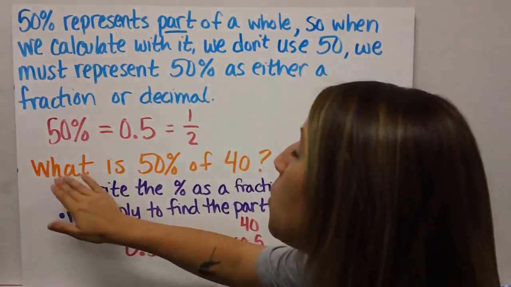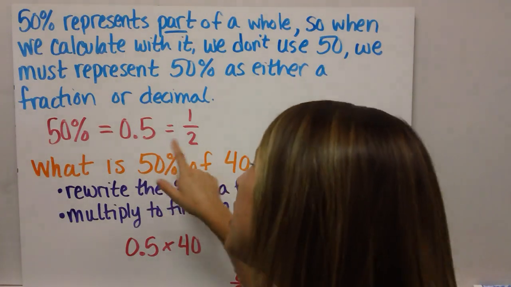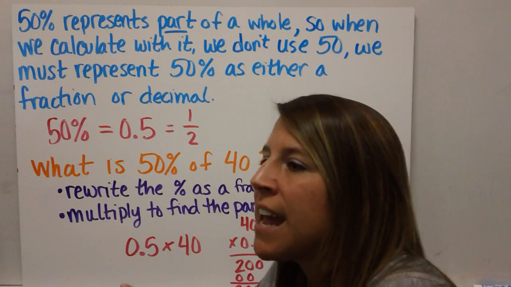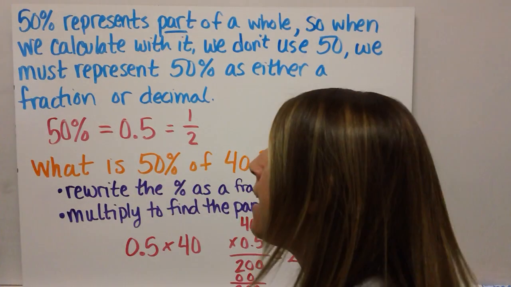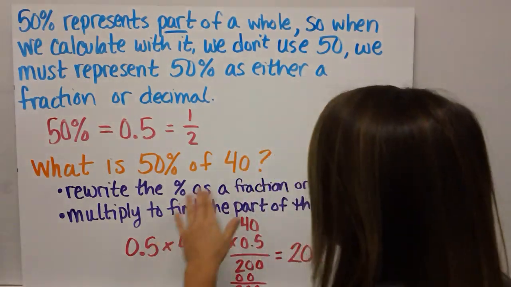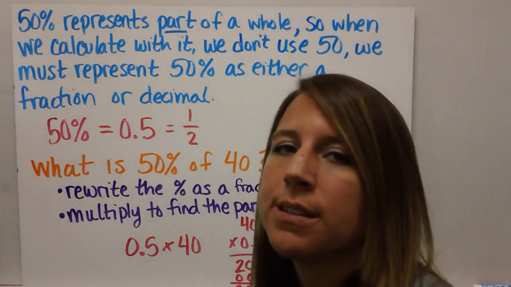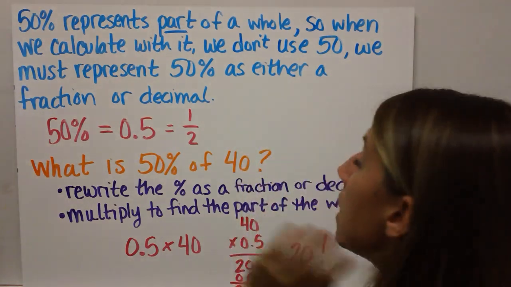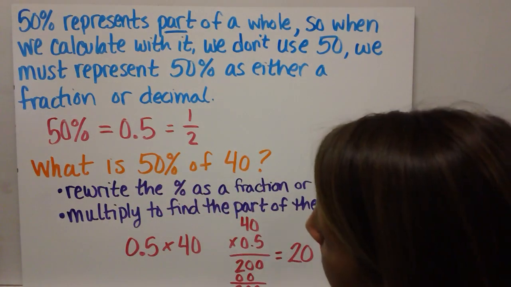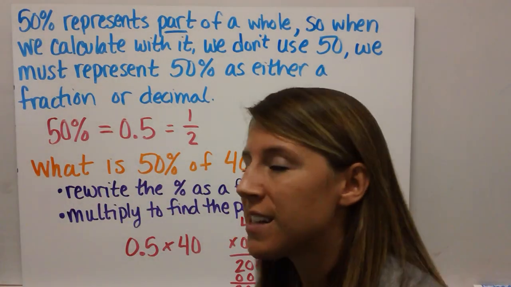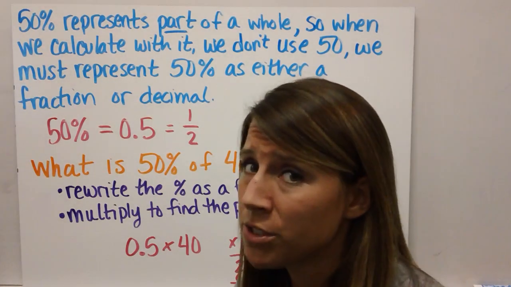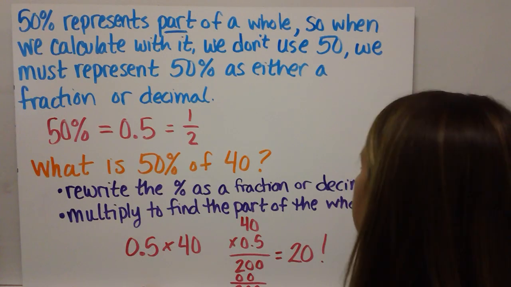So if I ask you what is 50% of 40, you can't use 50, because 50% is half of 100%, right? And 1/2 is half of 1, which is the whole that we're working with. So if our whole is 40, we can't work with 50, because it's not 50%. So this is the procedure you will go through to calculate 50% of 40. You rewrite the percent as either a fraction or a decimal. Most of the time, you're probably going to choose to write it as a decimal. A fraction works just the same. And then multiply to find the part of the whole.